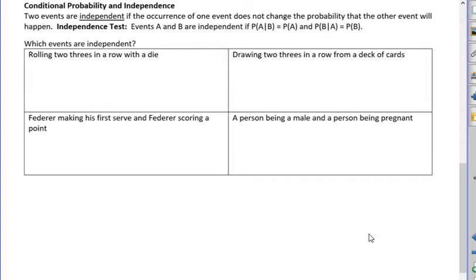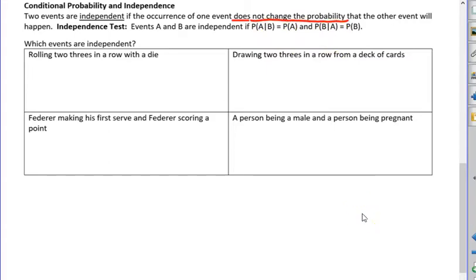Two events are independent if the occurrence of one event does not change the probability that the other event will happen. So this is the key: one event does not change the probability of the other. To test for independence, let's define events A and B. Events A and B are independent if the probability of A given B is equal to the probability of A, and the probability of B given A is equal to the probability of B. The given would be the event that happens first.